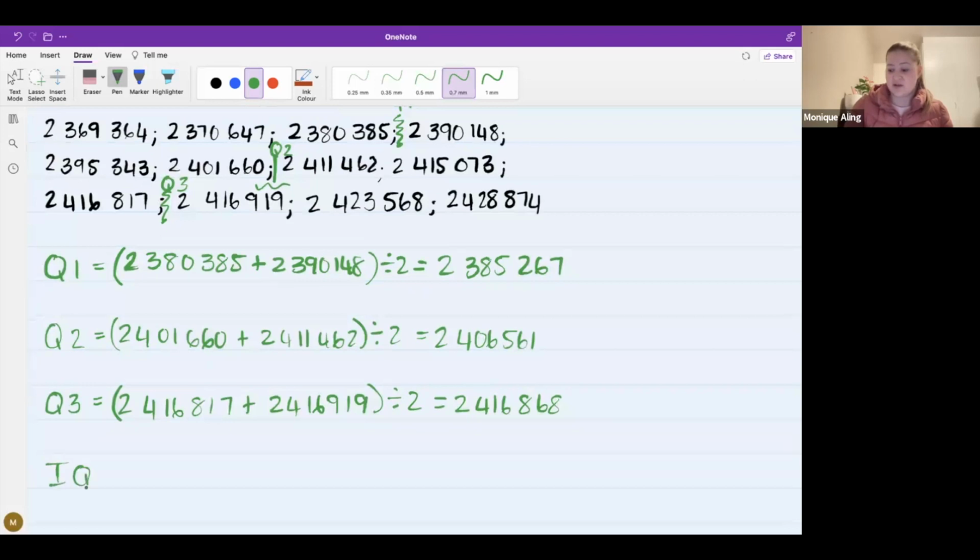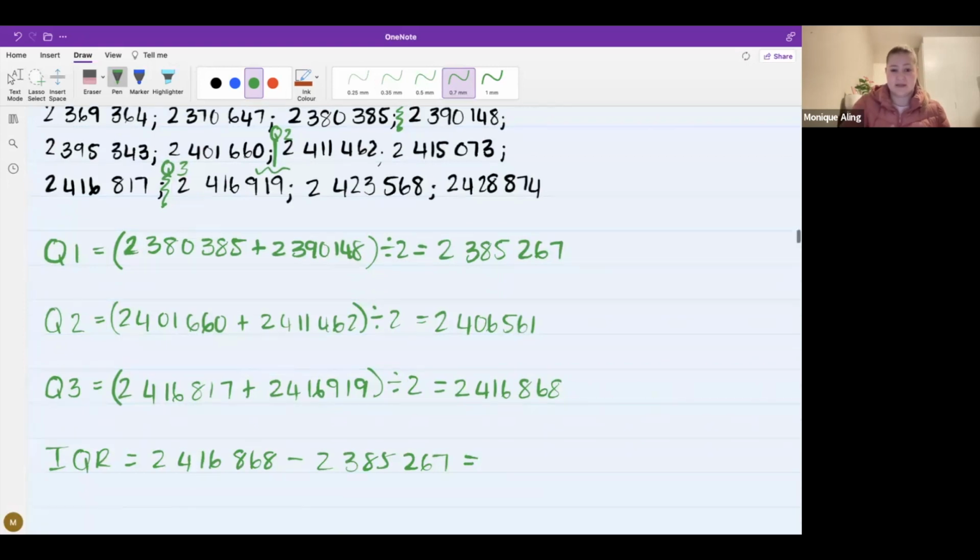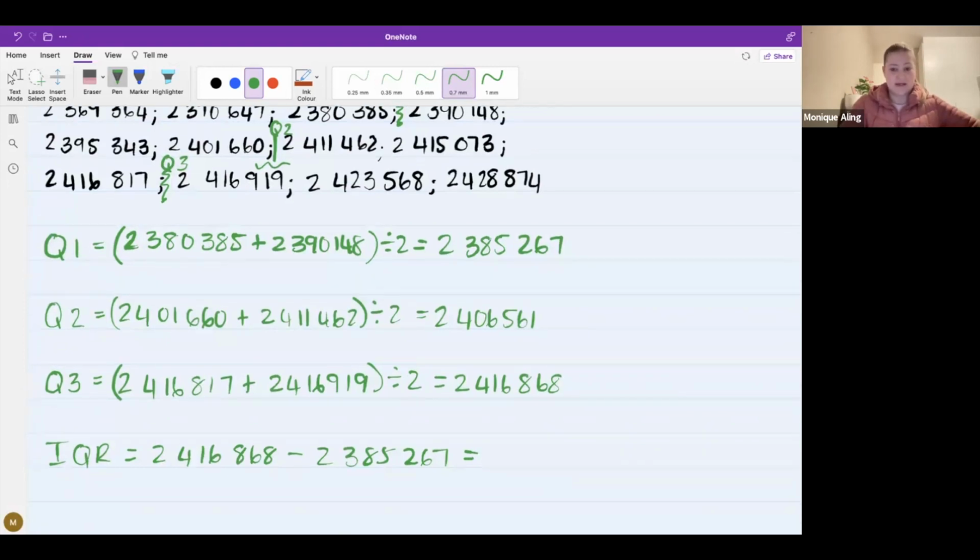So our interquartile range is going to be 2416868 minus 2385267. And let me just double check. So I got a different answer. I get 31,601.